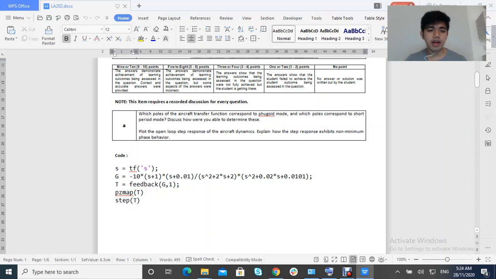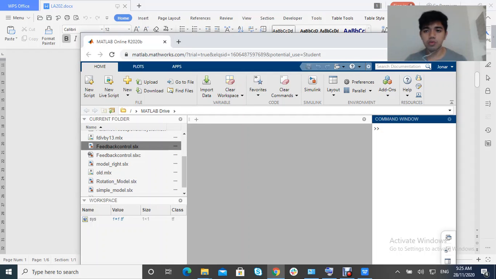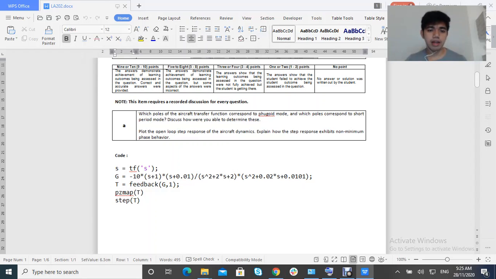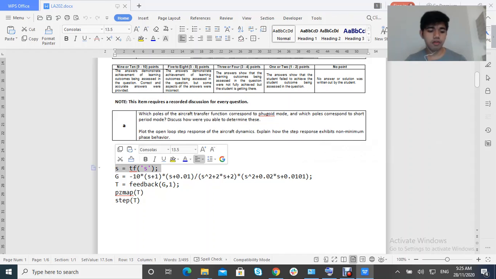As you can see here, I managed to use the transfer function given for G(s), which is negative 10 times (s plus 1)(s plus 0.01) over (s squared plus 2s plus 2)(s squared plus 0.02s plus 0.0101), and the feedback. Well, I will show you how I managed to get this by going to MATLAB Online. I'm using MATLAB Online as I showed earlier for the other questions.